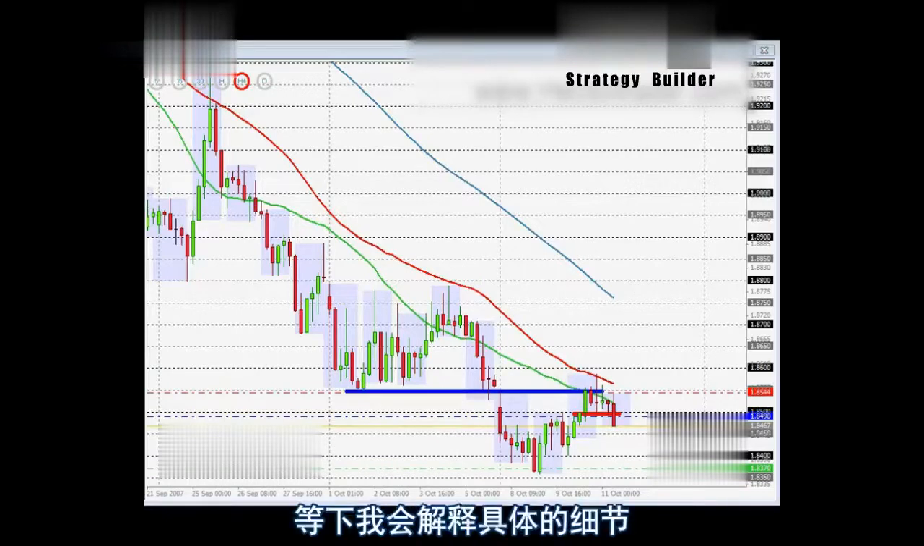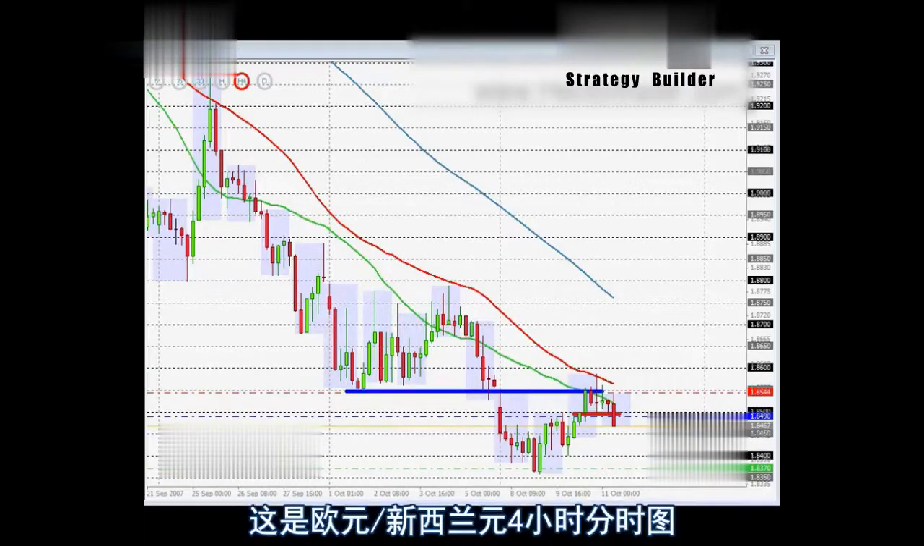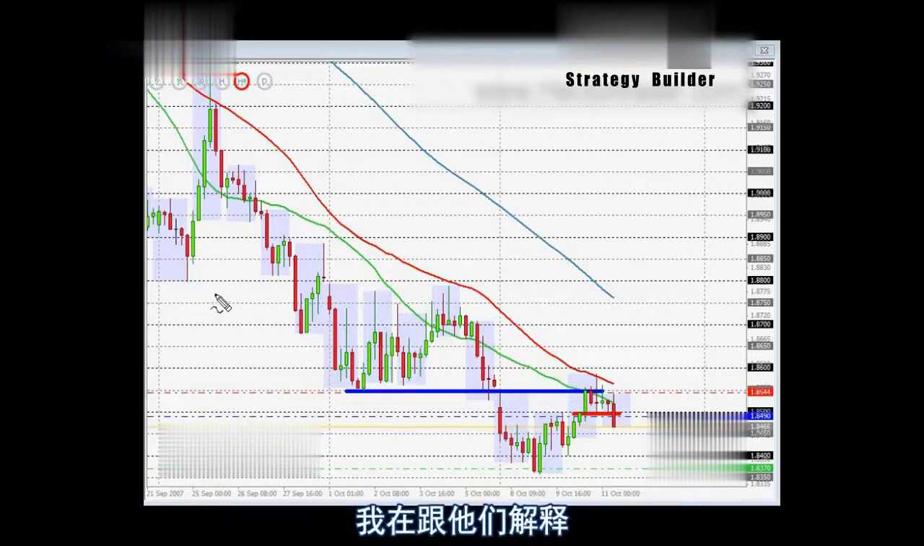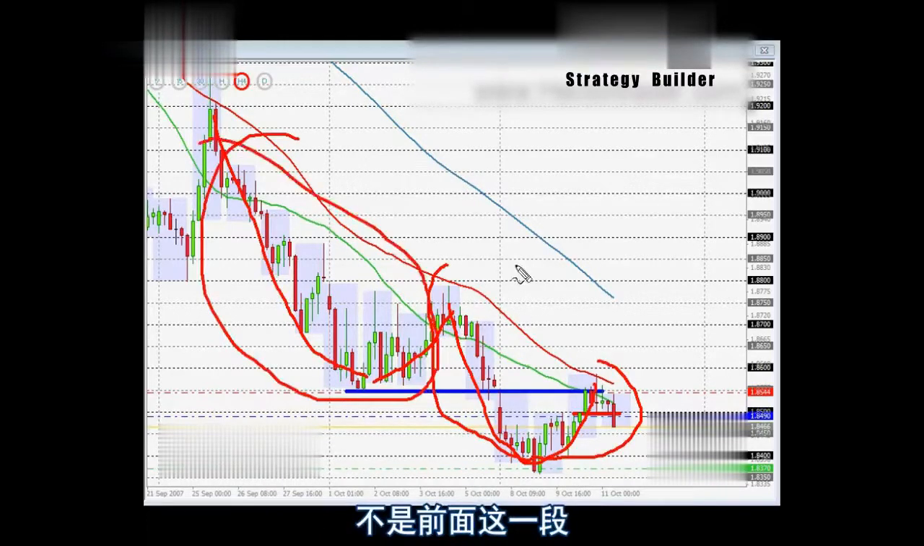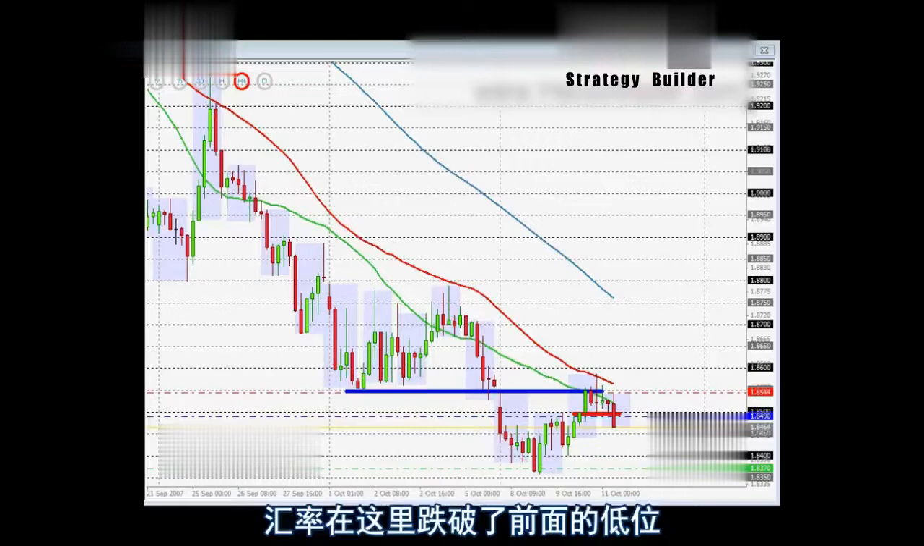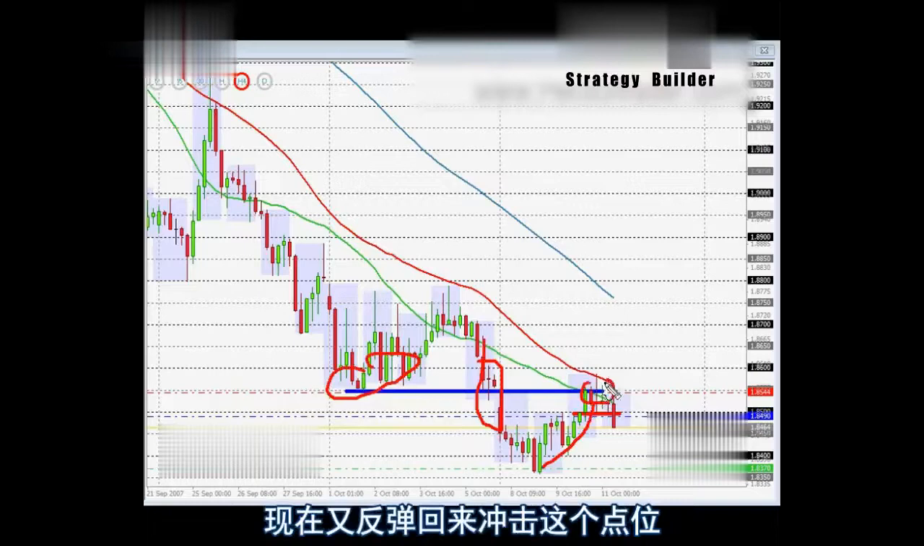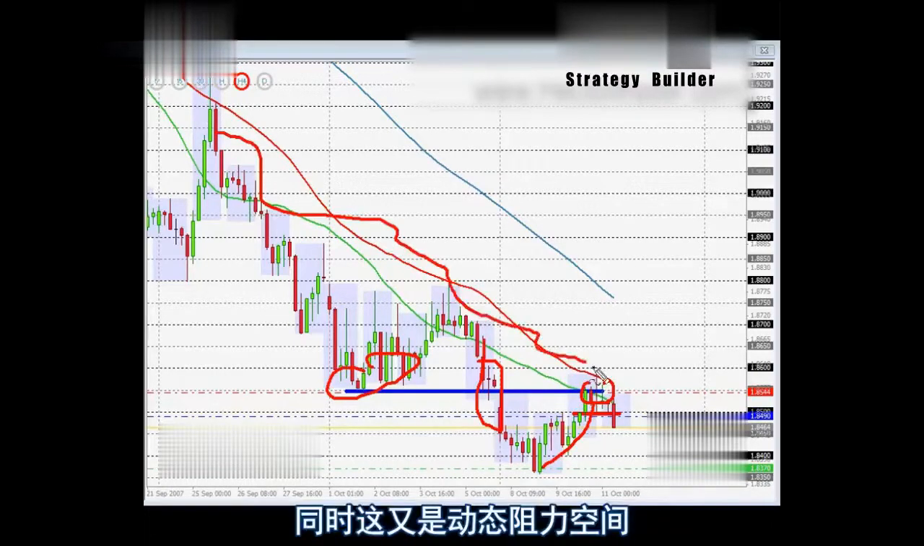I'm going to try to explain what I'm seeing in my charts. It's one of the setups that I was telling the guys about. It's on the euro against the New Zealand dollar on the 4 hour time frame, which is the chart you're seeing right now. I was telling them how price, upon the last swing, this swing I'm talking about, not this one, this one was the previous one, upon having broken the previous swing low, came back to retest it, and of course also the dynamic area of resistance.